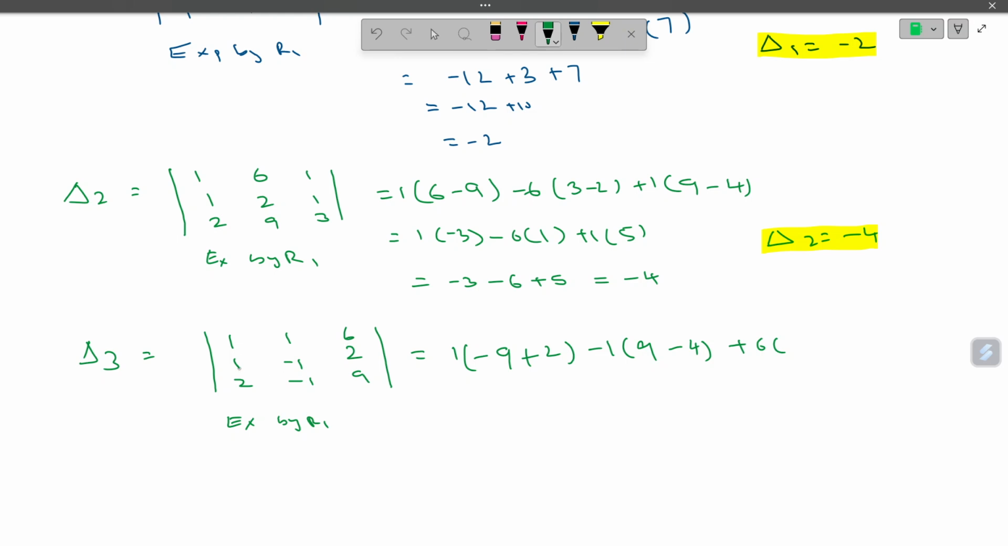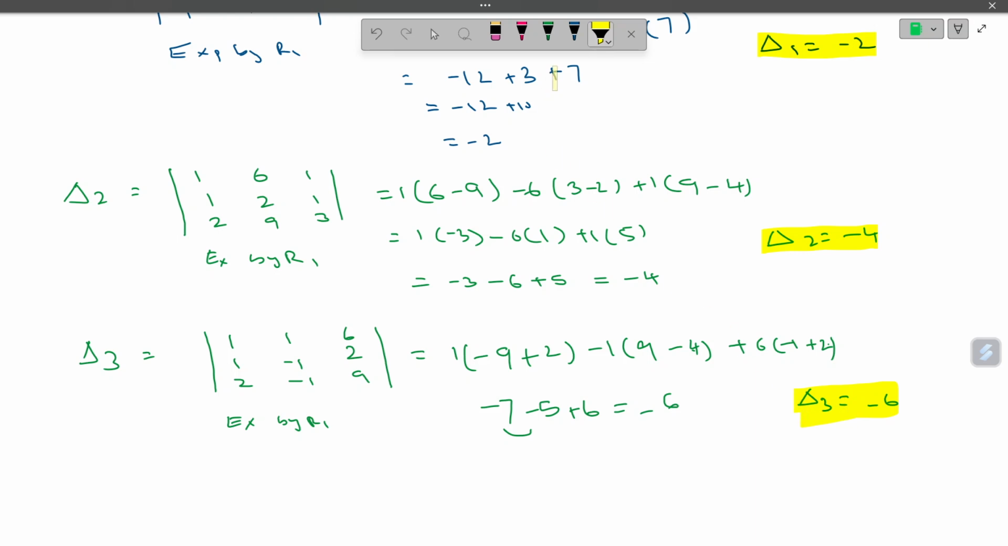So now this will go on. 1 times minus 1 is minus 1, formula minus. 1 times 2 is minus 2, formula minus. Minus times minus is plus. So minus 9 plus 2 is minus 7. 9 minus 4 is 5, minus 5. Minus 1 plus 1 is plus 1 plus 6. So this is equal to minus 5 plus 6 is plus 1. This is minus 6, minus 12 plus 6. So del 3 is minus 6. Del 3 is minus 6.